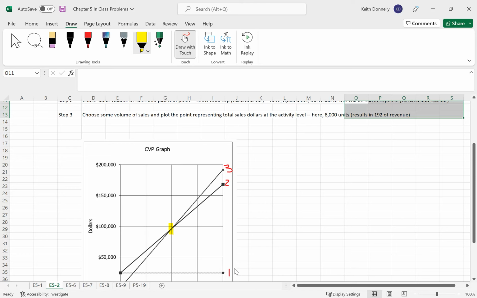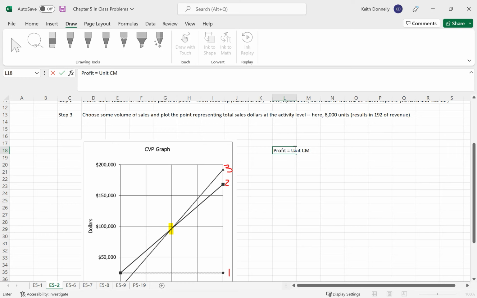Right there, right? And the idea with this is, if we were to think about it, there's a couple ways you could do it. But here's the idea. One of the ways we've learned, the equation for the profit is the unit contribution margin times the quantity minus the fixed expenses, right?